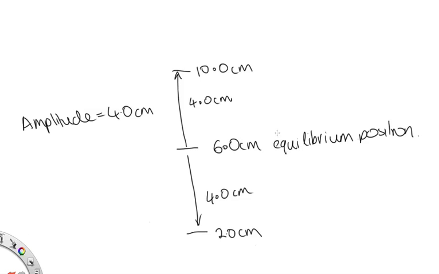And then we were asked, when it's at its equilibrium position, what's its acceleration? Well, F is equal to minus kx is equal to ma. Since it's at equilibrium, its displacement from equilibrium is 0, so its acceleration is equal to 0 at the equilibrium position.